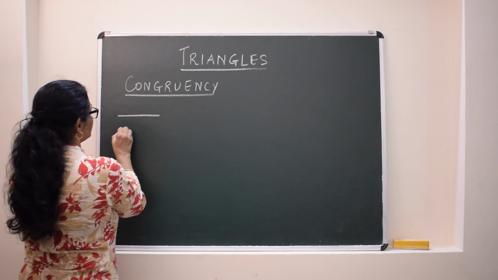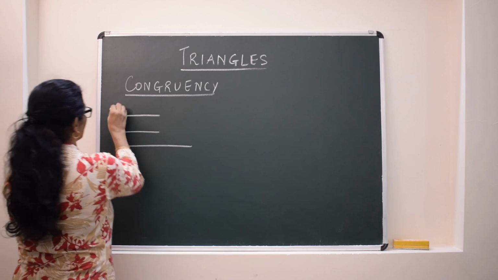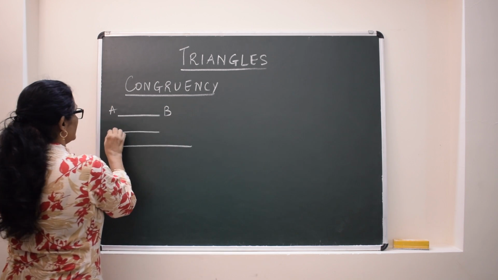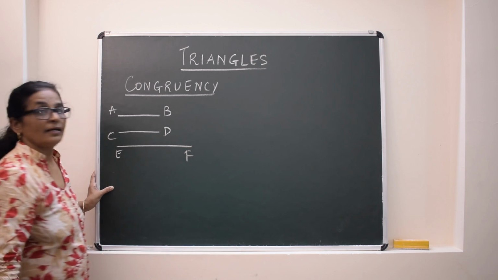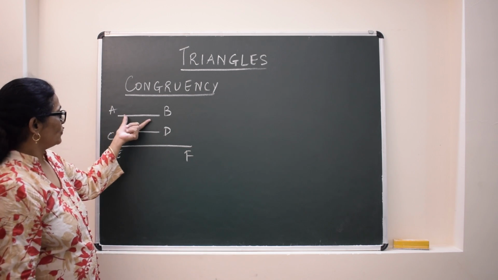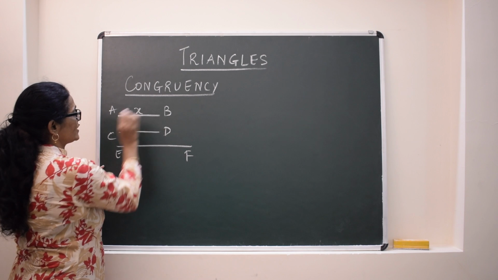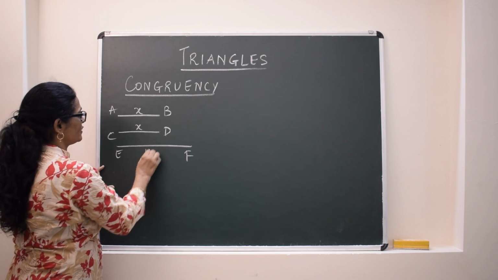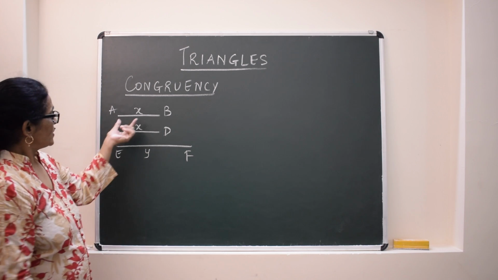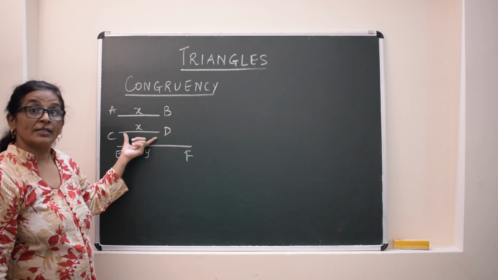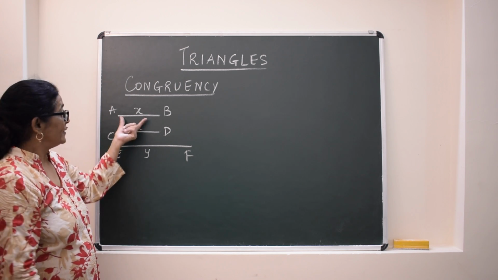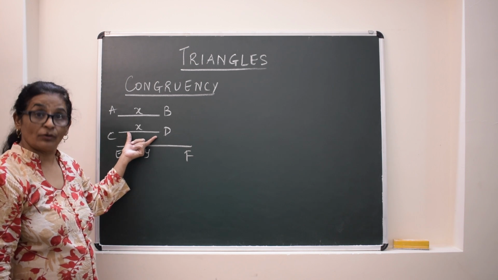So these are three line segments. If we notice, if I have given this is x units, this also is x units, and this is y units. So since the length of this AB and length of this CD is equal, that is why these two line segments will be congruent.